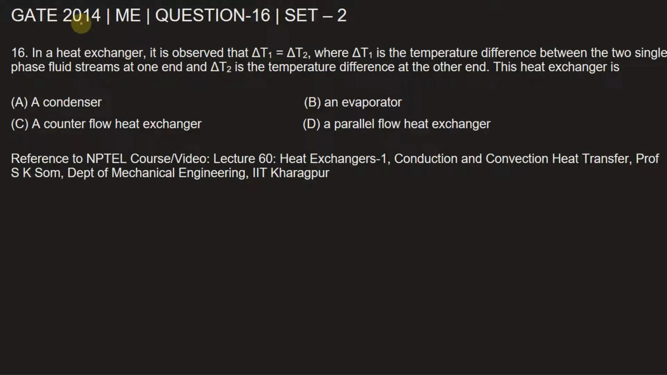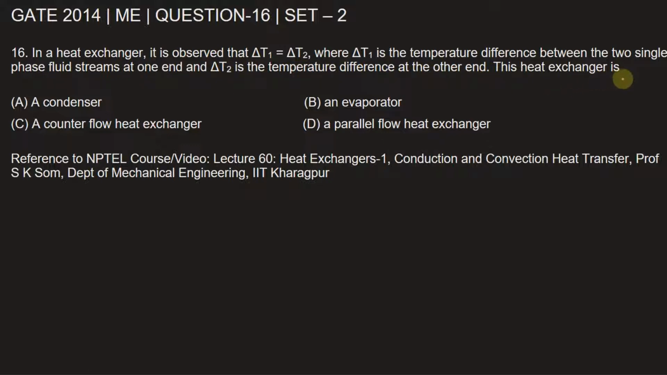This question is from GATE Mechanical Engineering of 2014. This is question number 16 of set 2. The question is, in a heat exchanger, it is observed that delta T1 is equal to delta T2, where delta T1 is the temperature difference between the two single phase fluid streams at one end, and delta T2 is the temperature difference at the other end.